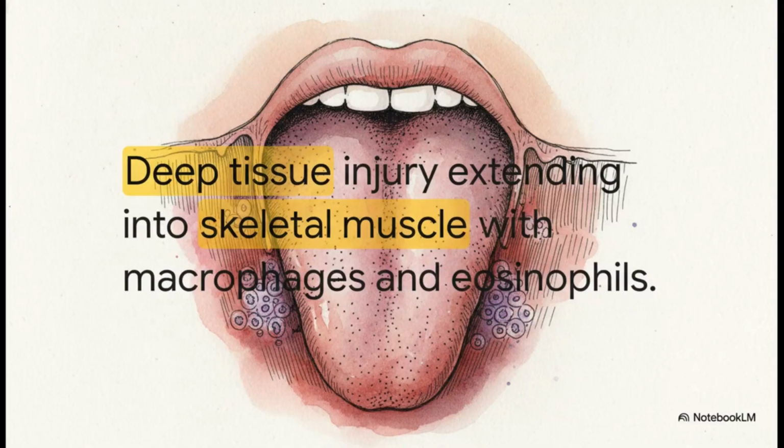Let's look at a very specific, aggressive form of chronic ulcer, the traumatic granuloma. This happens when tissue injury and inflammation extend incredibly deep, straight down into the subjacent skeletal muscle. You'll see this a lot on the tongue, where trauma is super common. Histologically, it's got this dense infiltrate of macrophages and eosinophils nestled deep in the muscle fibers.